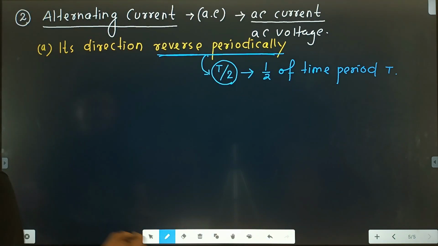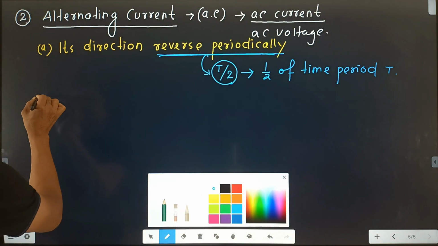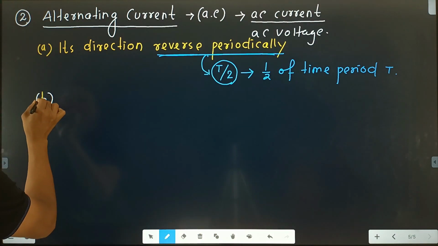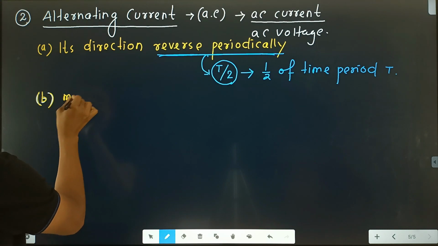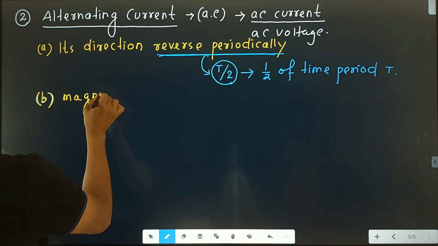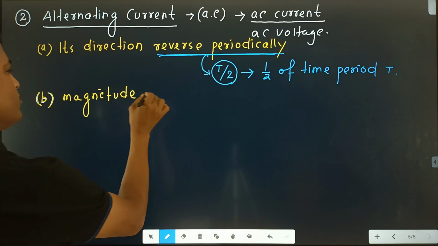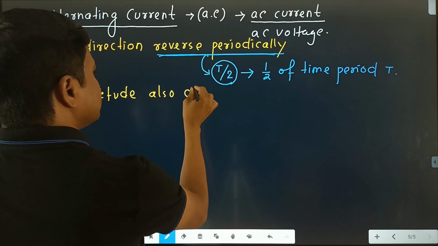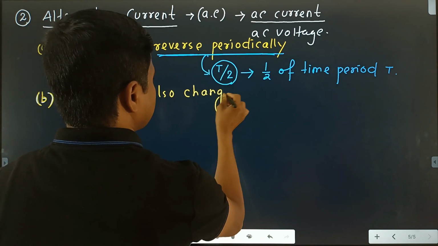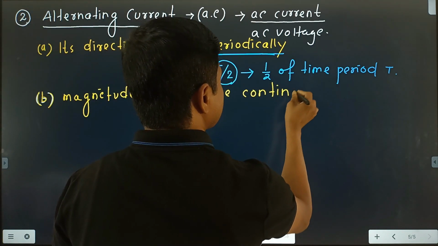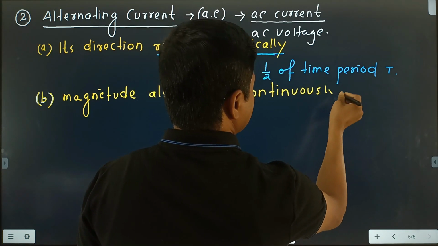and its magnitude, that is the second point. Magnitude is also not constant. Magnitude also changes continuously with time.